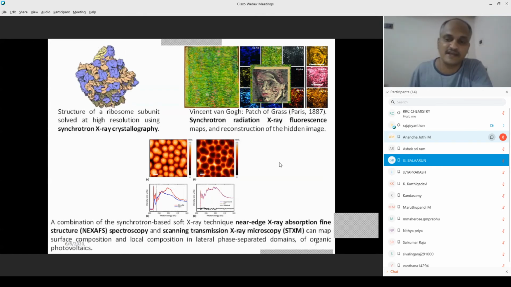So by changing this, you can study the polymer blends, how they were distributed, what is the type of polymer, and the phase distribution of the polymer blends.